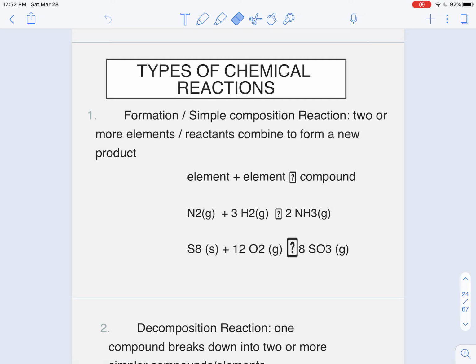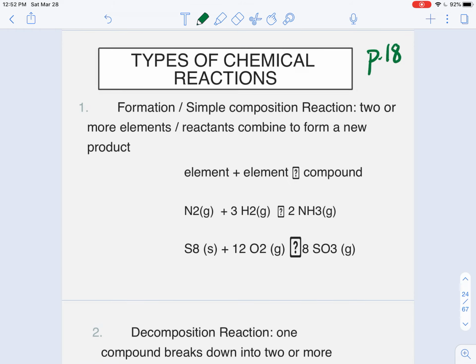Hi, Science 10, Lesson 2 on types of chemical reactions. Please go to your notes on page 18, because that's where our 5 kinds of, maybe 6 kinds of chemical reactions are listed. And we do need to know what these 5 kinds are.